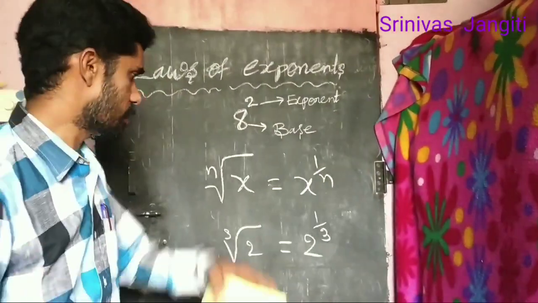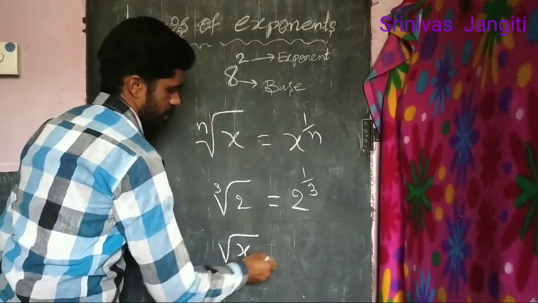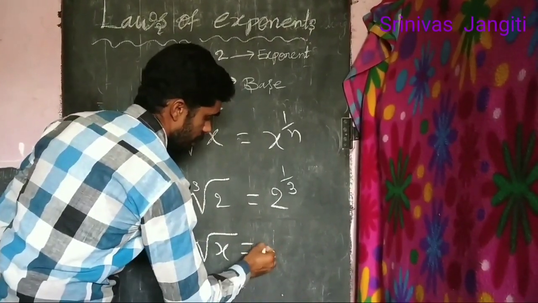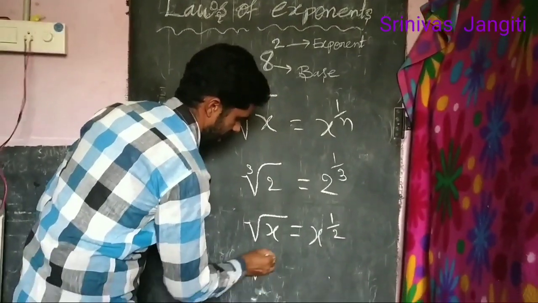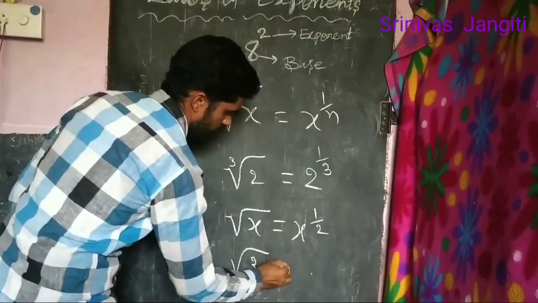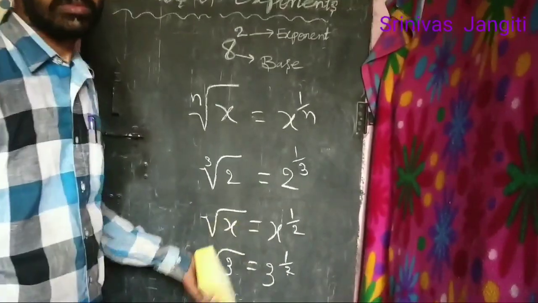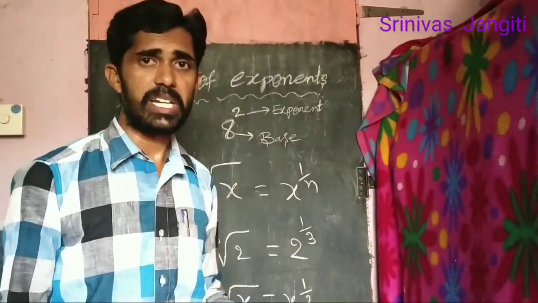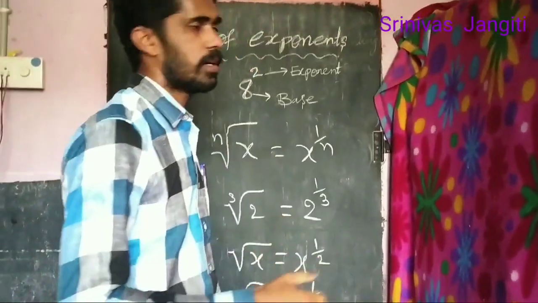Everybody? Very good. Suppose the square root of x. The square root of x is equal to x to the power of 1 by 2. And as well as the square root of 3, that is 3 to the power of 1 by 2. I think it is so simple. These are the laws of exponents. Very easy. Just remember.